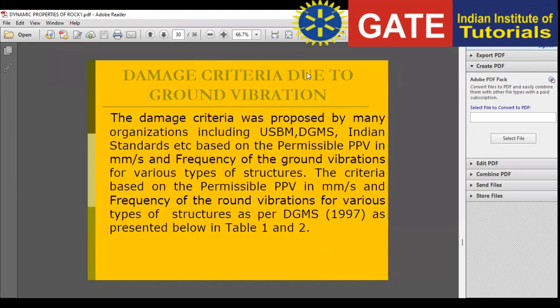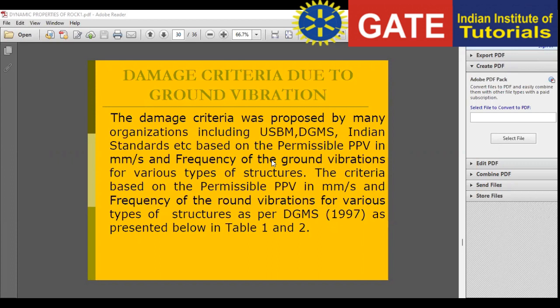So, damage criteria due to ground vibration. The damage criteria were proposed by many organizations, including USBM, DGMS, Indian Standard, etc., based on the permissible peak particle velocity in millimeter per second and the frequency of the ground vibration for various types of structure. So here we consider the frequency of the ground vibration and the peak particle velocity in millimeter per second, and compare them with the prescribed standard.